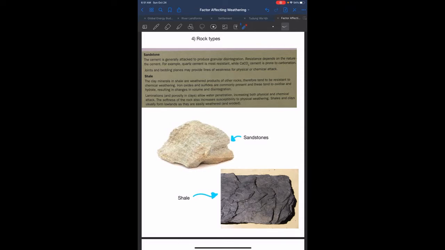Another example of rock types will be shale, as shown in the diagrams. The clay minerals in shales are weathered products of other rocks, therefore tend to be resistant to chemical weathering. Iron oxides and sulfides are commonly present, and these types oxidize and hydrate, resulting in changes in volume and disintegration. Lamination and porosity of the clay allow water to enter, increasing both physical and chemical attack. The softness of the rock also increases susceptibility to physical weathering. Shales and clays usually form in lowland areas and are easily weathered.